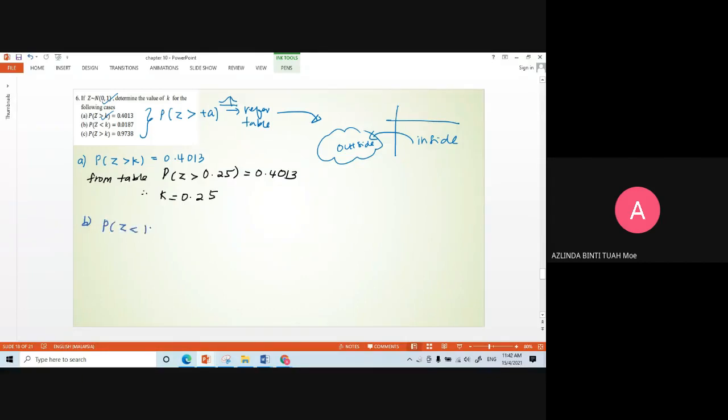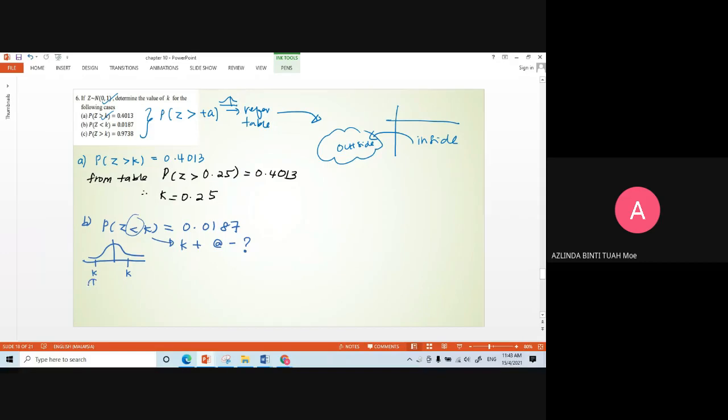Probability Z less than K is equal to 0.0187. Kena guna bell shape dulu ya, sebab simbol dekat sini less than. Okay, lukis dulu bell shape. K ni kita tak tahu lagi sama ada positif ataupun negatif. So mungkin K berada di sini, sekiranya dia positif. Dan mungkin K berada di sini sekiranya dia negatif.